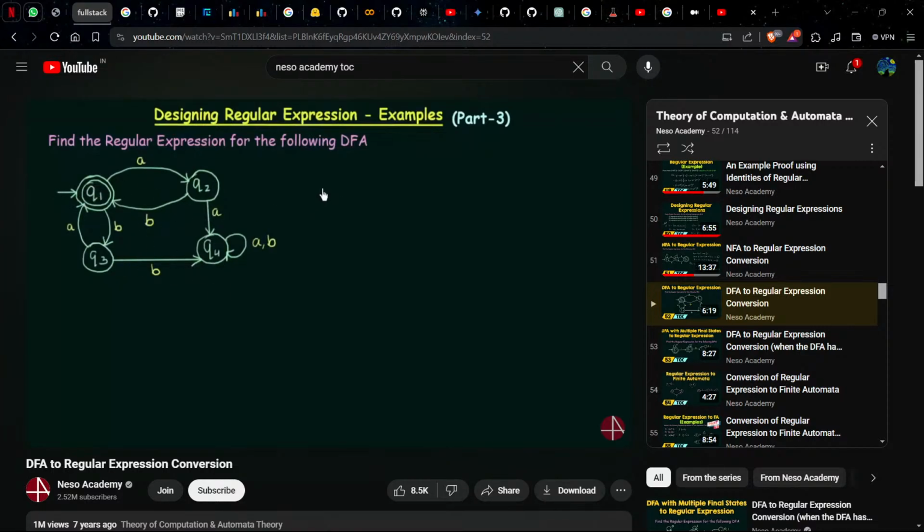I've already explained the steps to find regular expressions from a DFA in the previous lecture, so here we will just solve it. First of all, we have to write the equations for each of the states. Let's start with q1, which is our initial as well as final state. How do we write it? First, check what the incoming transitions to q1 are.